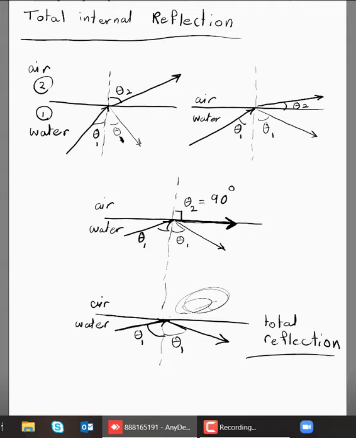Okay, and this angle here is called the critical angle. So the angle at which theta 2 is 90 degrees, or sine theta 2 is equal to 1, is called the critical angle.